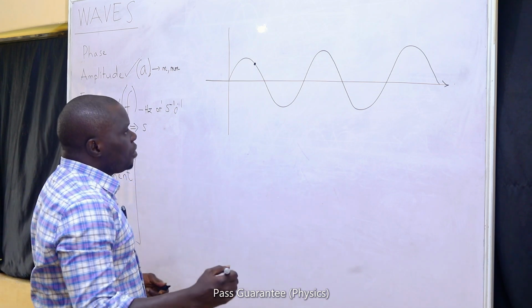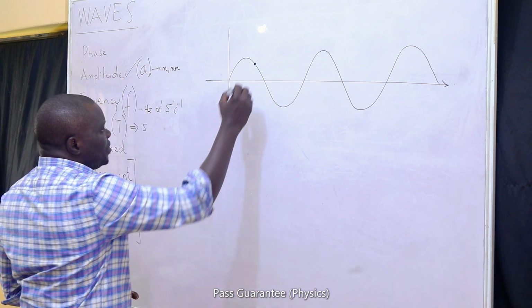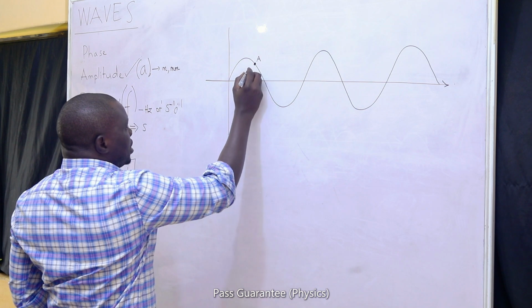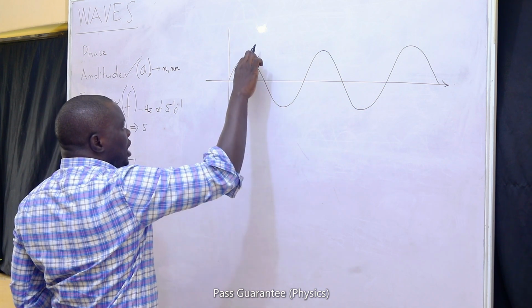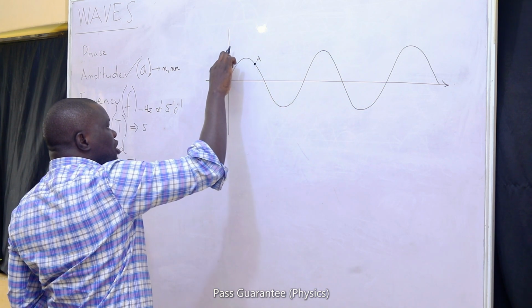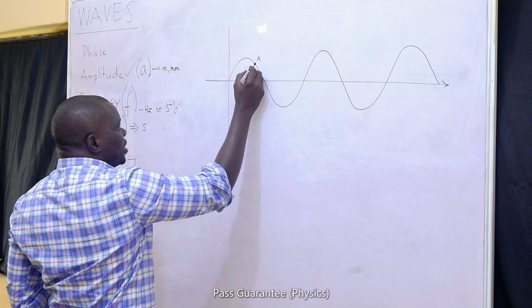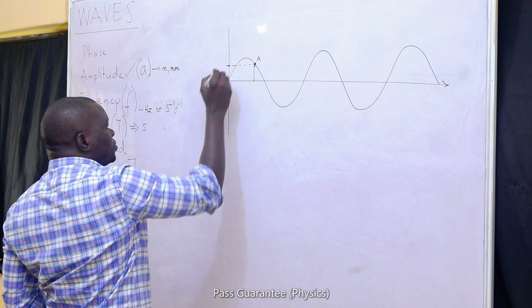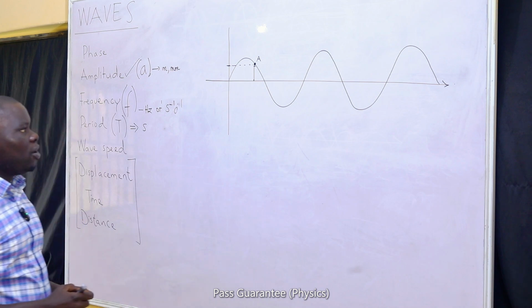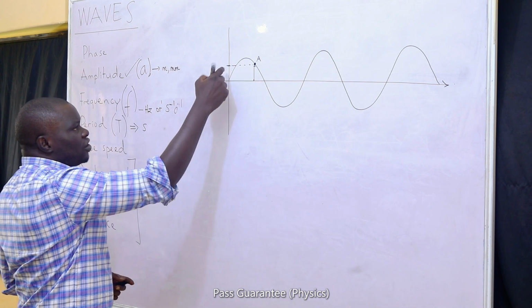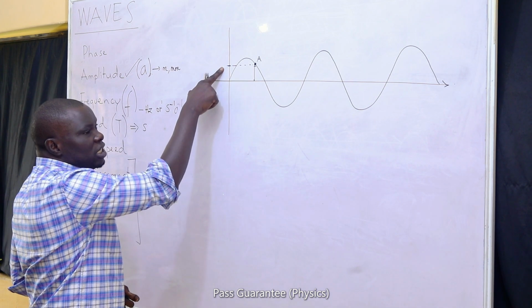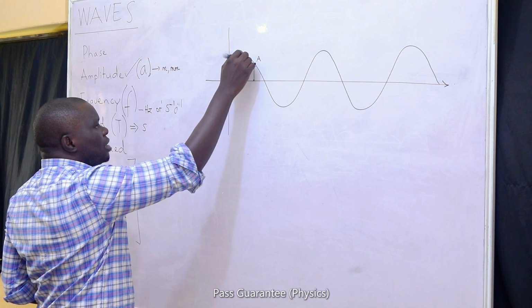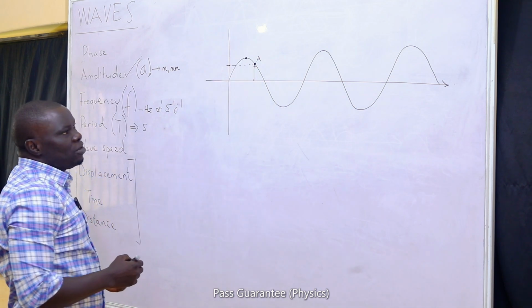For example, if this is point A, the displacement of point A is so easy. I told you if you want to get displacement, just trace it to the y-axis, the distance from here to here, which I can easily get. That is the displacement of that point. Of course it is not the amplitude. It becomes only the amplitude if you are talking about the point that has the maximum displacement.